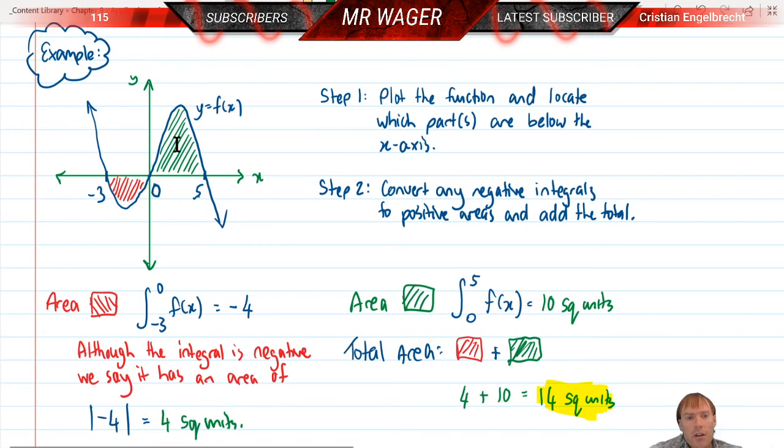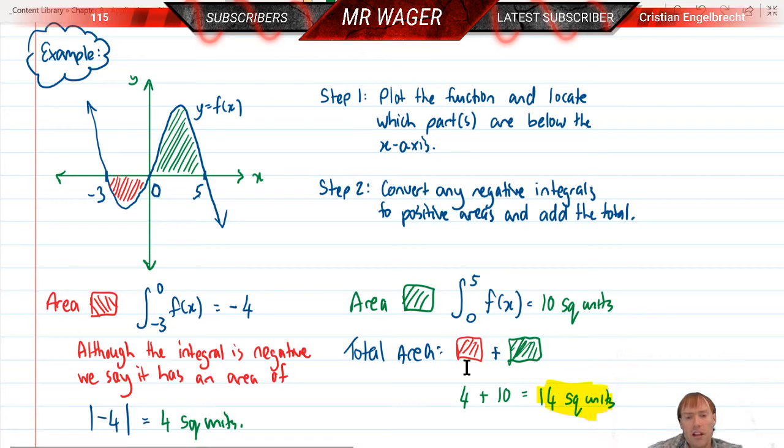And the area of the green section here is the definite integral between 0 and 5 of our function. And so this one I just made up a number as well. I just said, okay, that looks like it could be around about 10 for this particular example. So the definite integral for that one would be 10. So the area would also be 10 because it's above the x-axis. We don't have to do any absolute values. But if you did, the absolute value of 10 is still 10.